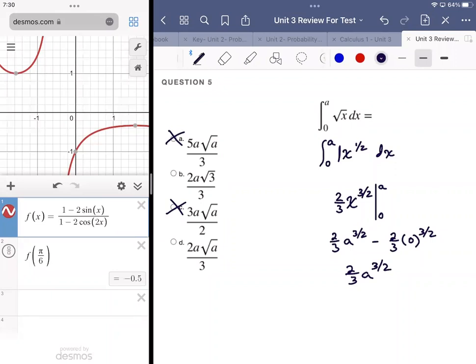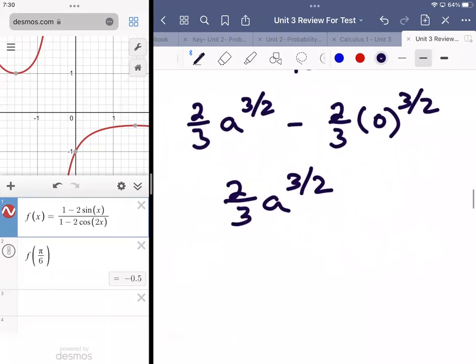Suspicious being the second word of the day. Suspicious. So I can reorganize this a little bit.